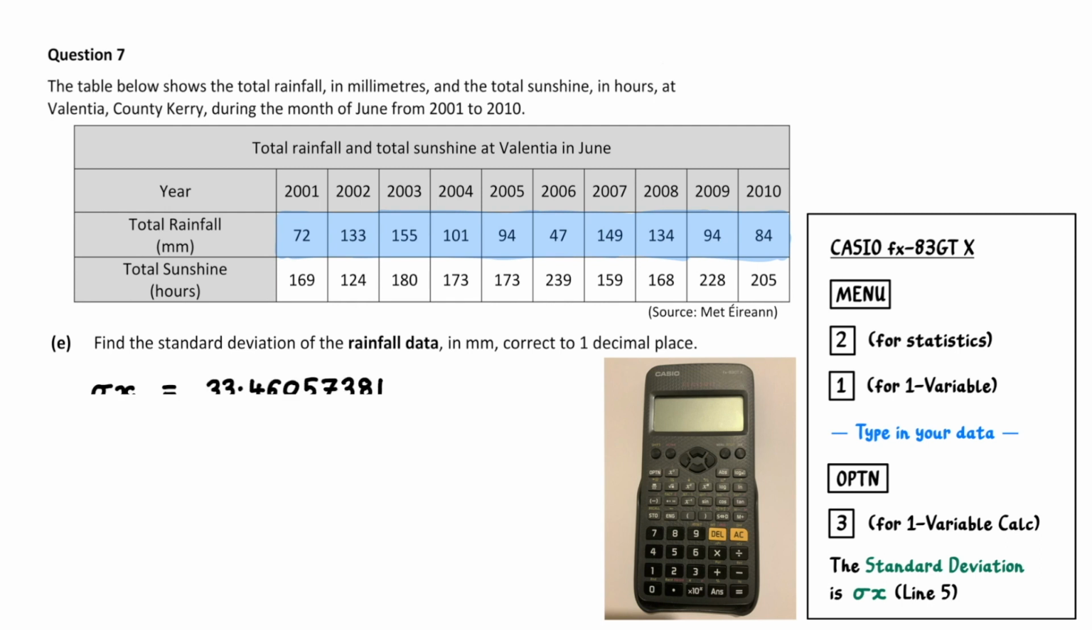When we perform these steps, we'll get out an answer of 33.460573881. We're asked to present our answer correct to one decimal place, so we should round this off to 33.5. Since the unit for the rainfall data was millimetres, that's the unit we should use for our answer.